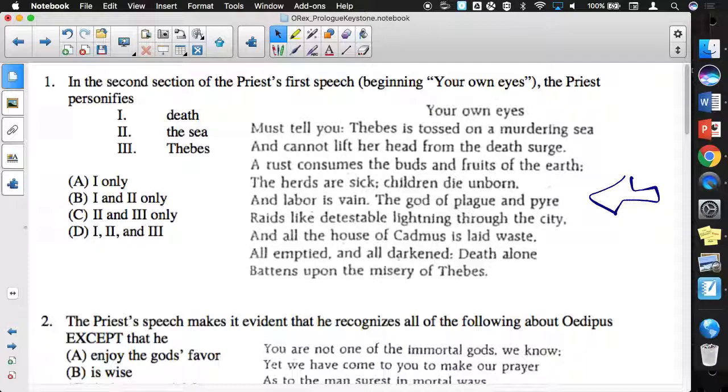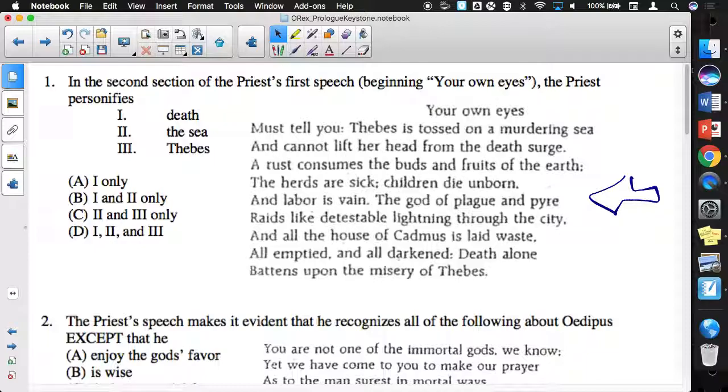All right, so number 1. In the second section of the priest's first speech, beginning with "your own eyes," which we have here, and going down to the end of Thebes, the priest is personifying death, the sea, Thebes. Which one or what combination of those would we be taking a look at? Zach, do you know what you marked down?